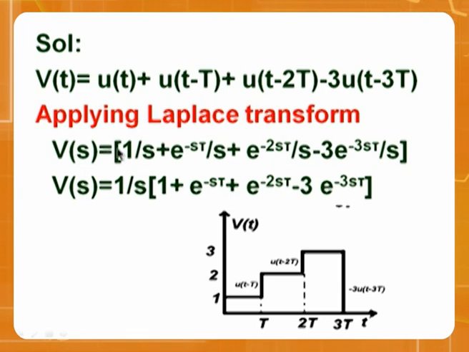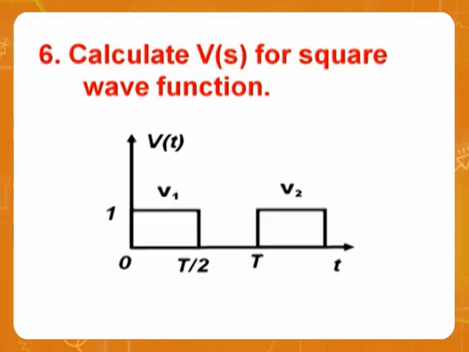If you take the Laplace transform, u of t is 1 by s, e power minus sT by s, e power minus 2sT by s, minus 3 e power minus 3sT by s. Now take 1 by s common: 1 by s into 1 plus e power minus sT, e power minus 2sT, minus 3 into e power minus 3sT. That is the Laplace transform. Let's go to the sixth problem.